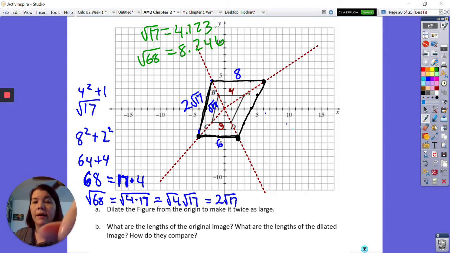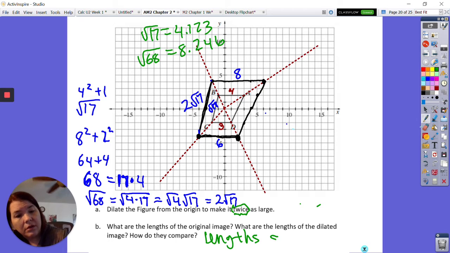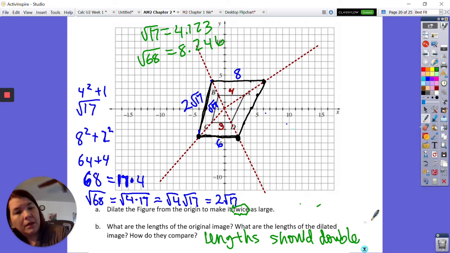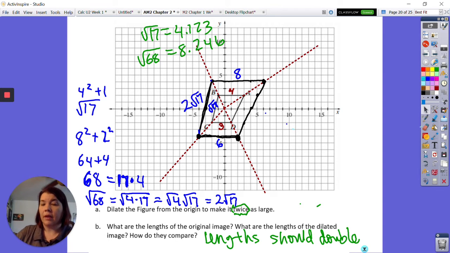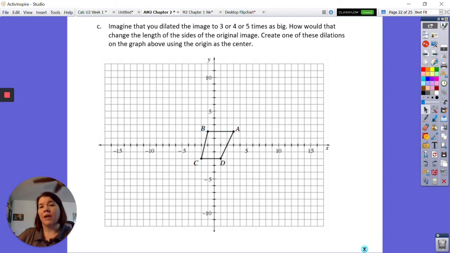But I just kind of went straight ahead and jumped in. Okay. Are there any questions? Well, you're not live. So, but the idea is every single one of them should be double because we made it twice as large. All our lengths should double. Okay. All right. Are there any questions? Again, you can't ask me questions. We're not actually live. So imagine you dilated it to 3 or 4 times as big. What would change the length? How would that change the length of the size in the original image?